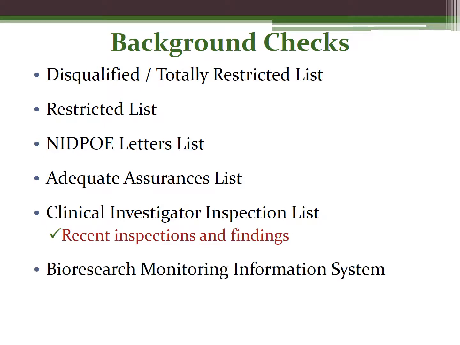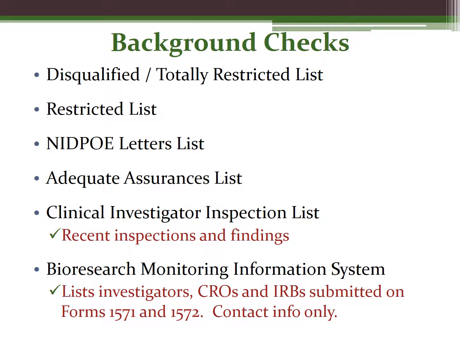And the Bioresearch Monitoring Information System is a place where the Form 1571 and 1572s are submitted. Now, on this, it's almost like a little database. The investigators, the CROs, and the IRBs that are listed on the Forms 1571 and 1572, and it just has the names and addresses. There's a little bit of a shortcoming here.